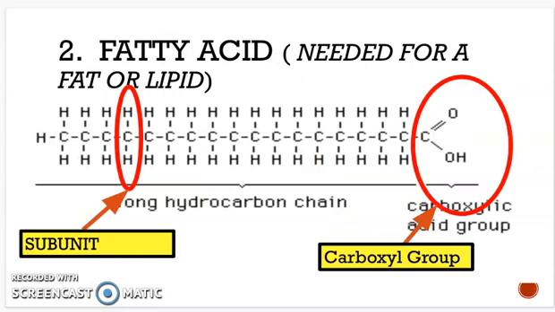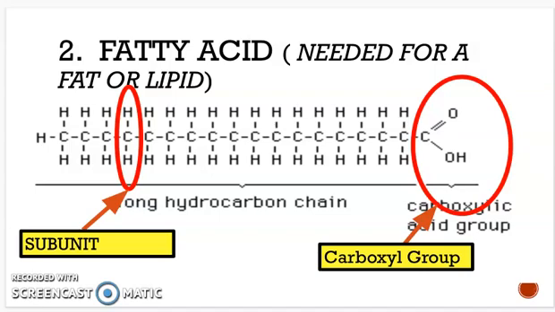Now let's look at fatty acids. So fatty acids, the subunit is going to be circled in red, and it's a carbon bound to 2 hydrogens. But when we put many of these subunits together, now we're going to have our fatty acid chain.